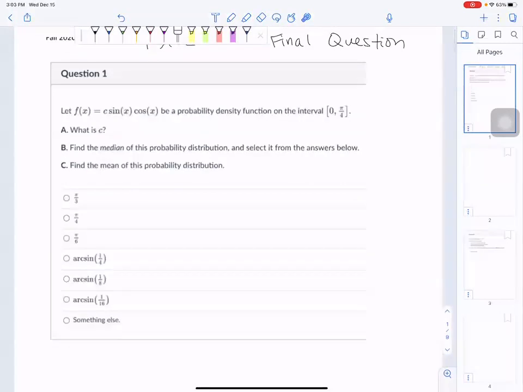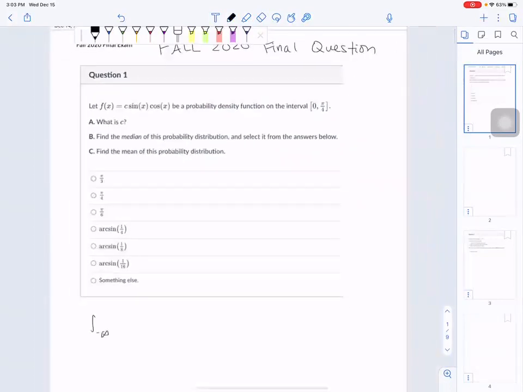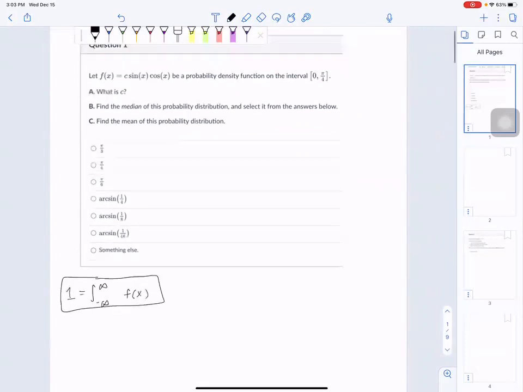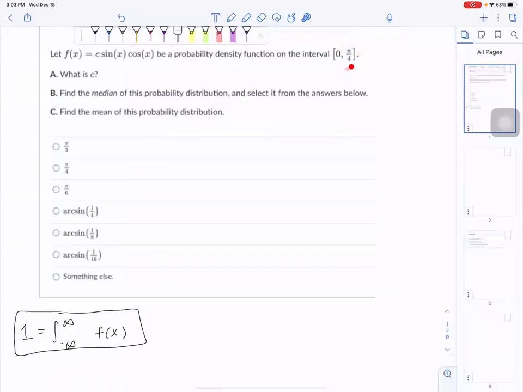So question 1 says, let f of x equal this function be a probability density function on this interval. So what does it mean to be a probability density function? It means that the integral from negative infinity to infinity of whatever function you have should equal 1. This is by definition of what it means to be a probability density. In our case, notice that our interval is just from 0 to pi over 4. So we don't need to take into account negative infinity all the way to infinity, because our function is only defined on this small interval.